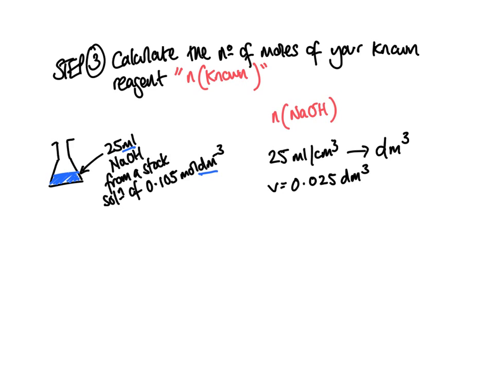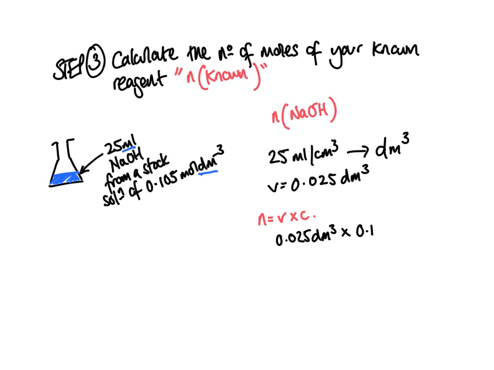So we've got the volume now and we've got the concentration. So it's a case of just using our number of moles equals volume times concentration equation to work out the number of moles for this. So inputting the numbers, make sure whenever you're doing these calculations to always keep the units.